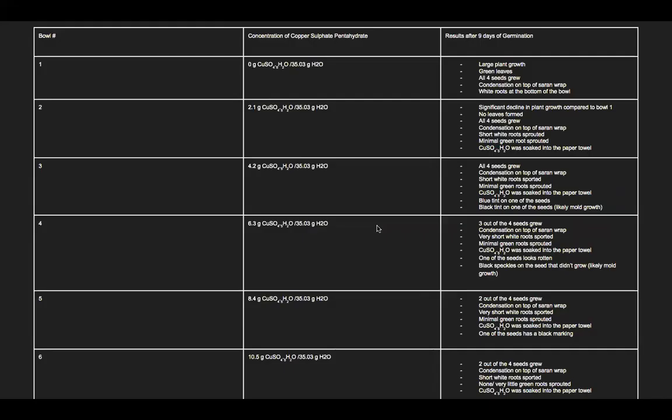This chart shows the observations that were recorded after the germination period. Bowl 1 had large plant growth and green leaves, and as we moved to bowl 6, only 2 out of the 4 seeds grew, and there was very minimal plant growth.